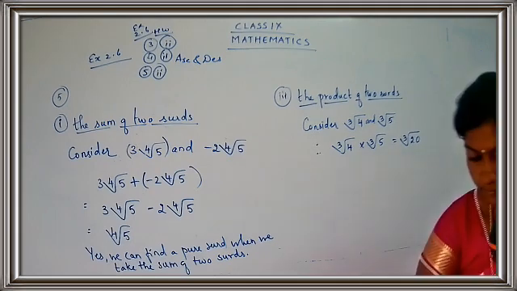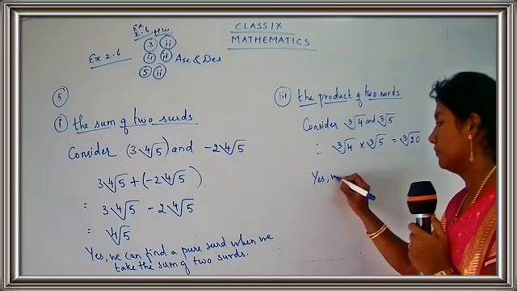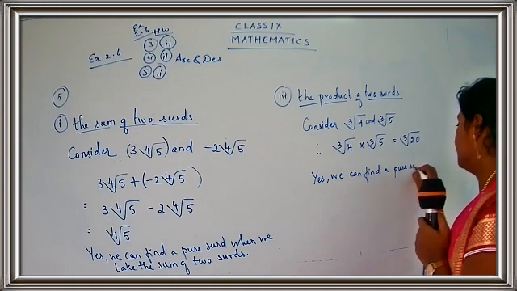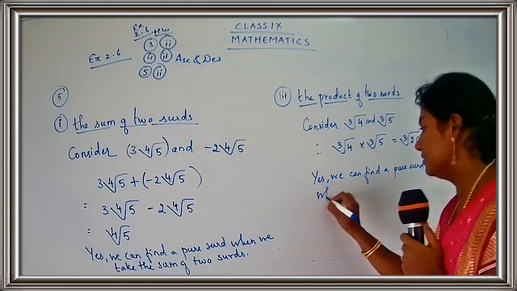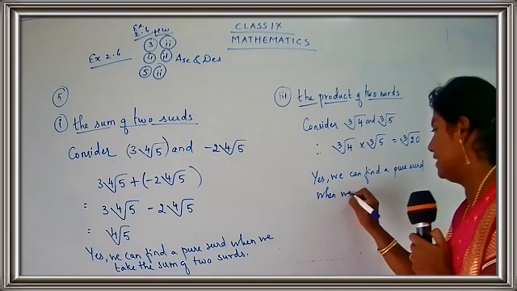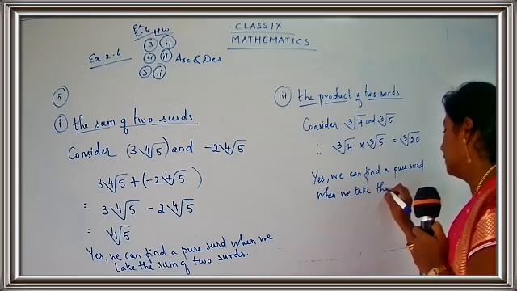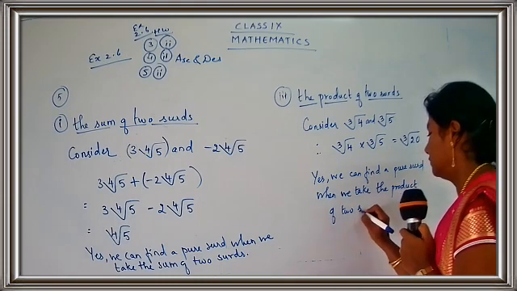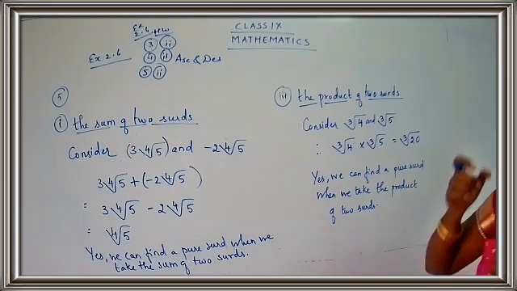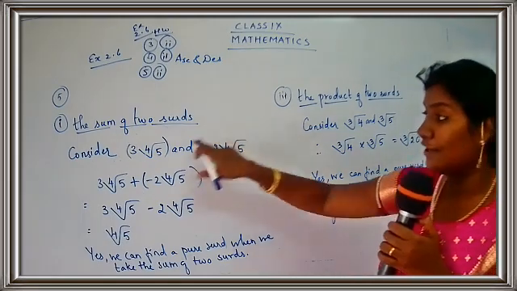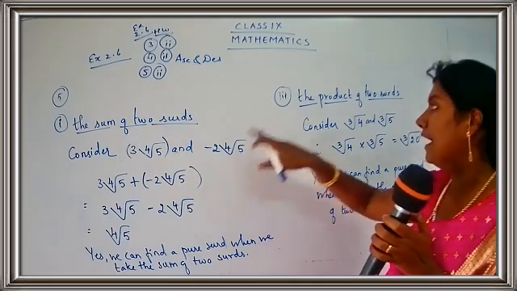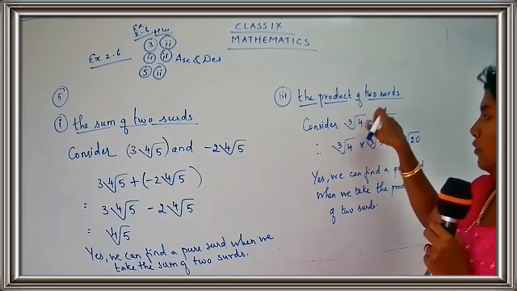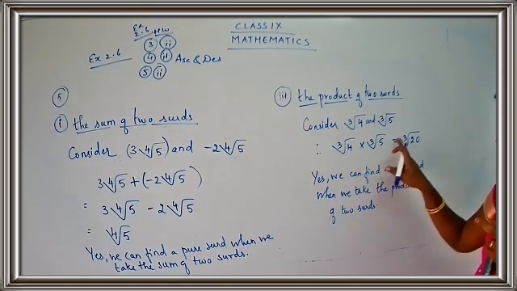Yes, we can find a pure surd when we take the product of two surds. Okay, children, so when you go for the sum or the difference, try to choose the surds with the coefficients. And when you go for the product, try to choose the surds without the coefficient, so that when you multiply the coefficients, you get the answer as 1. The coefficient should be 1.